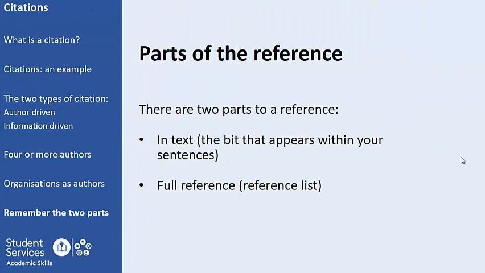Finally, remember that the citation is just one part of the reference, and that it must have a corresponding entry in the reference list. If citations appear in our writing, but there is no corresponding entry in the reference list, then our reader won't have enough information to judge the credibility of the source, and we will not be awarded any marks for its use. The third part of this video guide will cover the reference list.